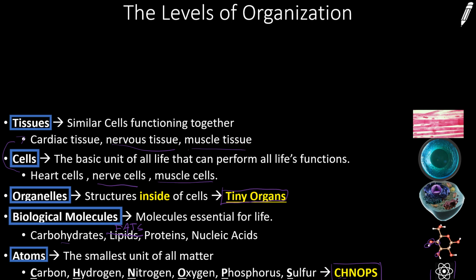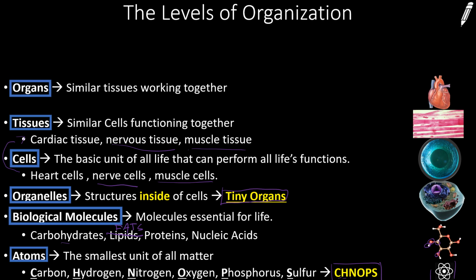Now, if I take a group of similar tissues working together, that gives me an organ. Organs are similar tissues working together. So if I take a bunch of cardiac tissue, that will give me a heart. If I take a bunch of nervous tissue, that might give me a brain or maybe the spinal cord. Muscle tissue working together, that'll give me a muscle.